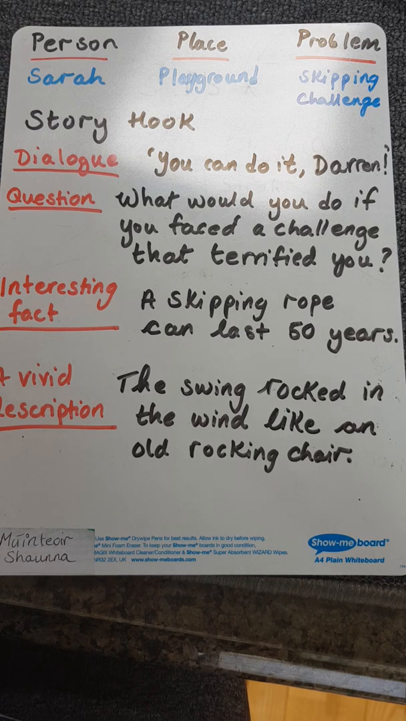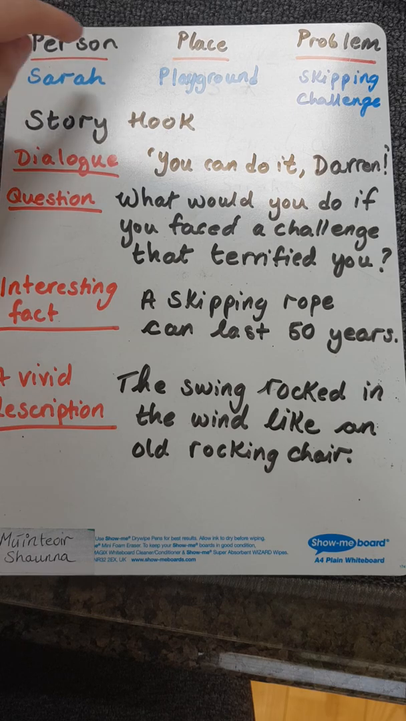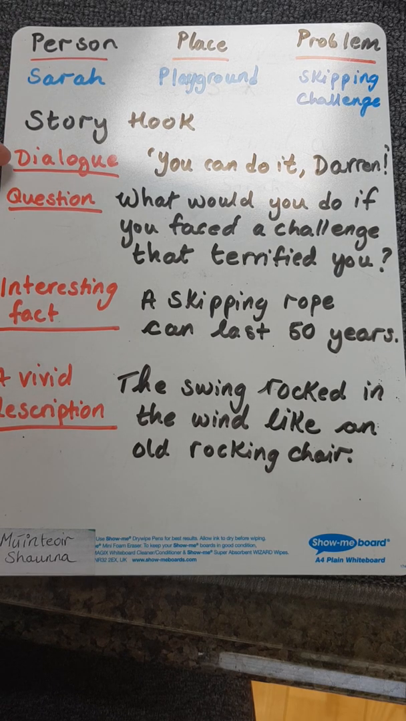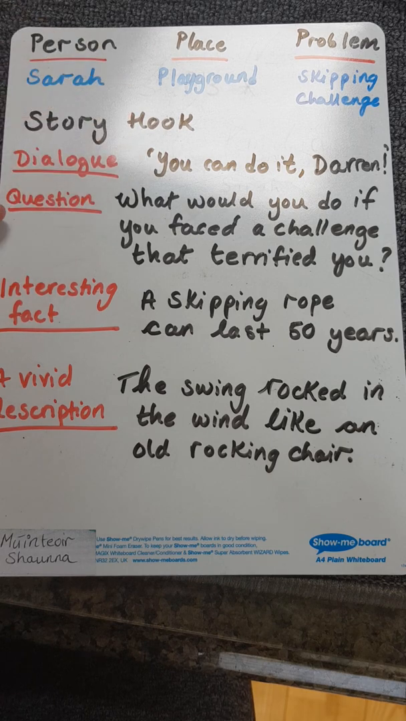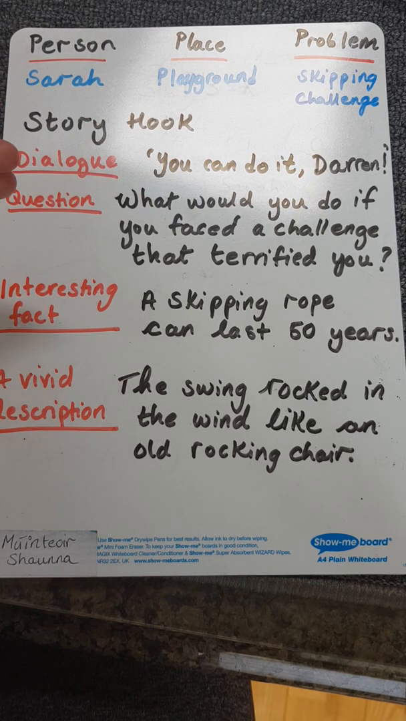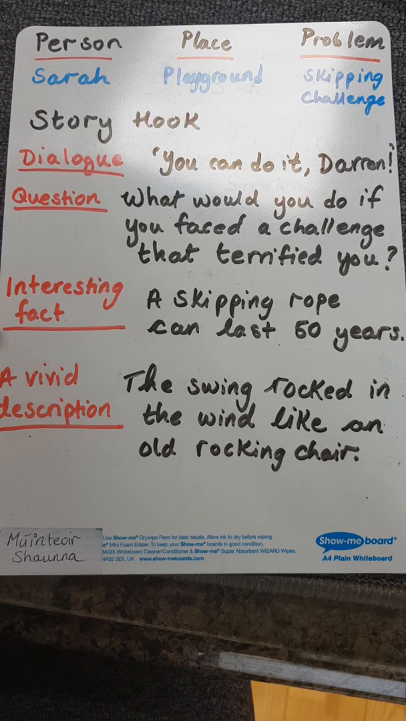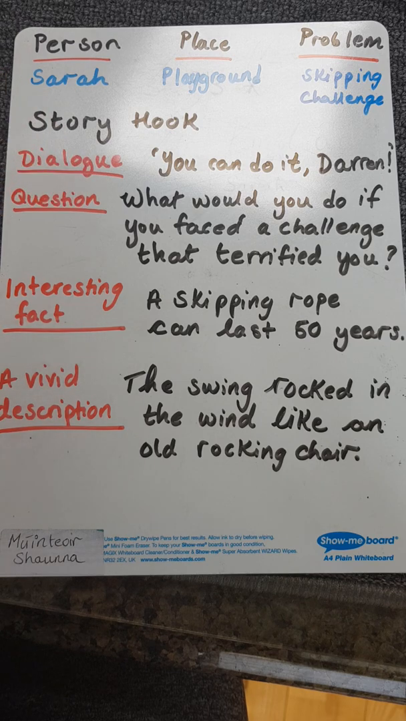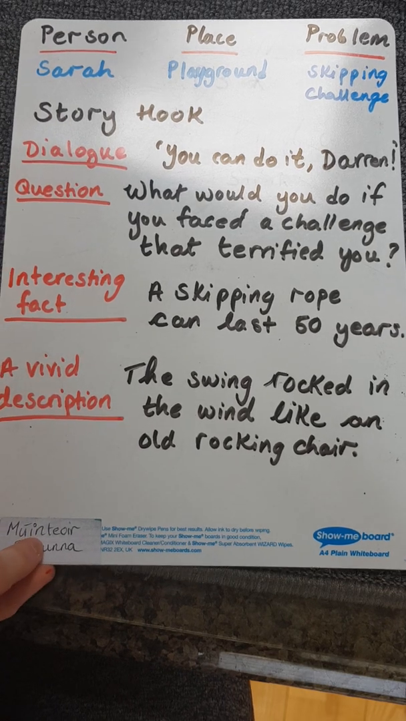So when you're planning your story, you plan your story first, like we did with the mind map on person, place, and problem. You then start thinking about what story hook you want. You choose one of them. It's whichever one you prefer most. You can make up a dialogue, something that someone is saying. You can make up a question to ask the reader, a rhetorical question. They're not answering it. It's making them think themselves. An interesting fact about your setting or your topic, or a vivid description about your setting. Okay?